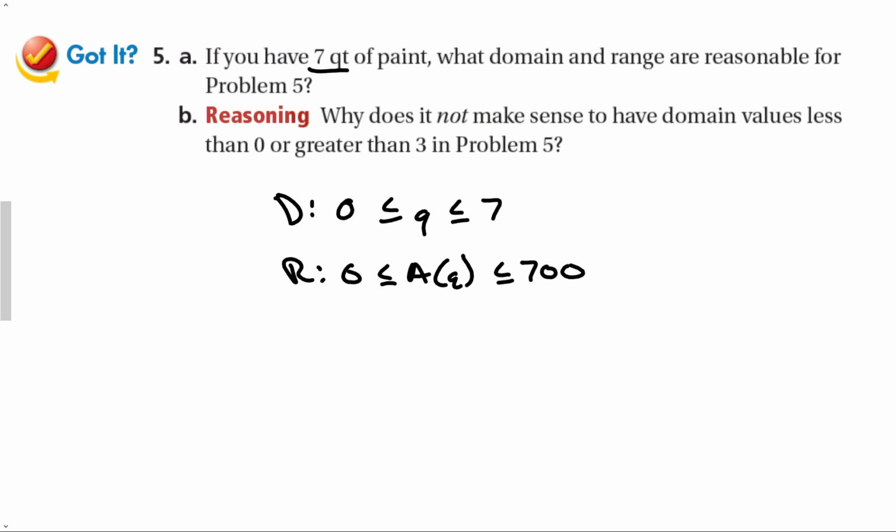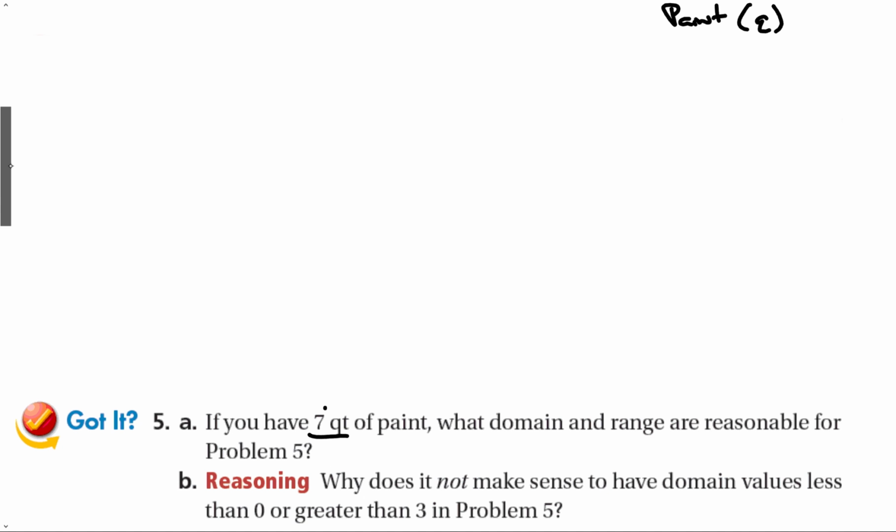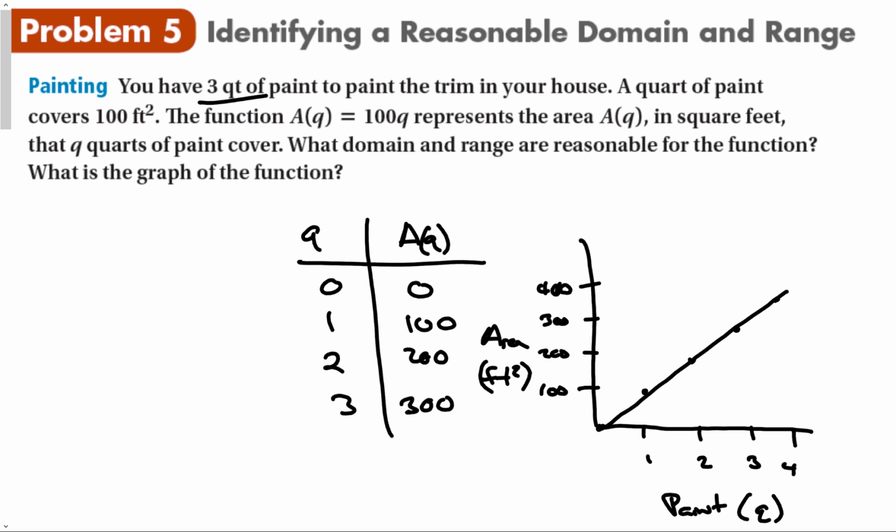Why does it not make sense to have domain values less than 0 or greater than 3 in problem 5, the one we just did? Because, or 7 in this case for this one, because you can't, like I said, you can't go buy negative paint. And did I make a mistake here? You have 3 quarts of paint. So this graph stops right there. Okay. So in this case, right, there was an upper limit. You cannot have any more than 3, like I put on the graph, but you can have 0, 1, 2, or 3. Or if you need more, then you go to the store and buy it.